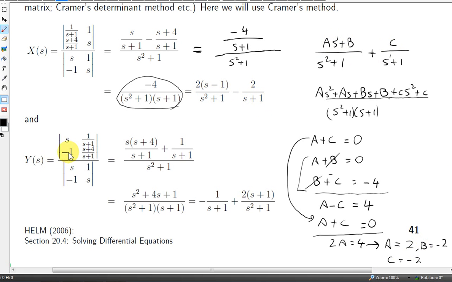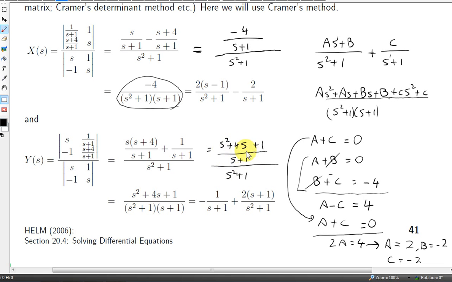Let's look at this one here. To get this determinant, we have s times s plus 4 over s plus 1 minus 1 times 1 over s plus 1. That gives us plus 1 over s plus 1. And in the denominator we have s squared minus minus 1. That's s squared plus 1. We can add these here. So we have s squared plus 4s, and then we add on the 1. That's divided by s plus 1, and the whole lot is divided by s squared plus 1. So if we do this, we get this here.